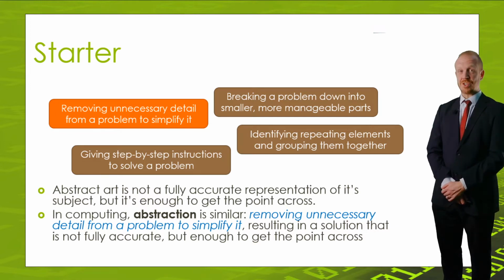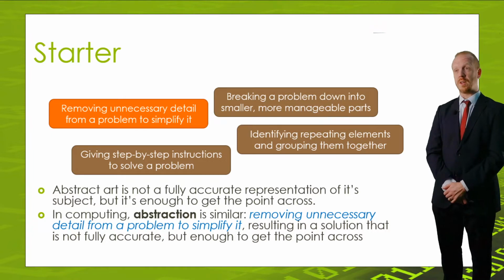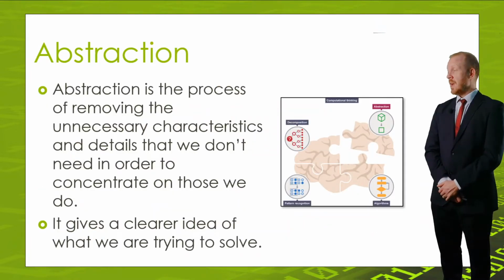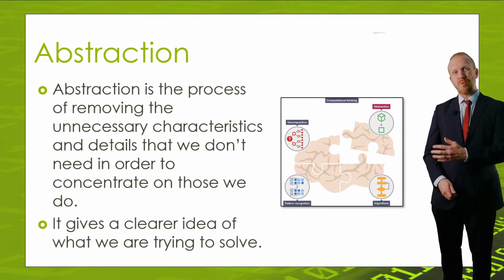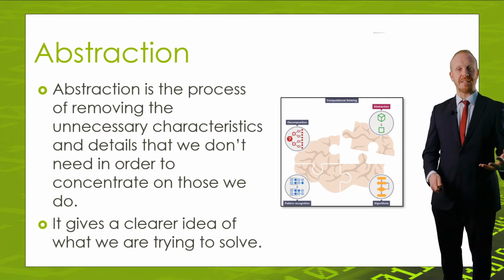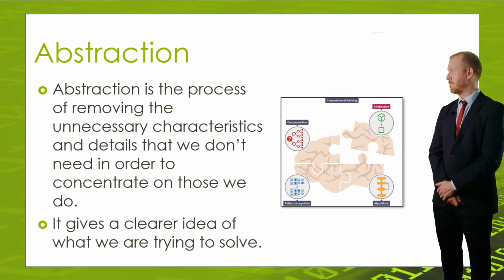So abstraction is removing unnecessary detail from a problem in order to simplify it. It gives us a much clearer idea of the problem we're trying to solve if we've gotten rid of all the excess details, of all the stuff that doesn't matter. We don't want the problem clouded with things we don't need, so being able to take out the bits that are unnecessary can save us a lot of time.